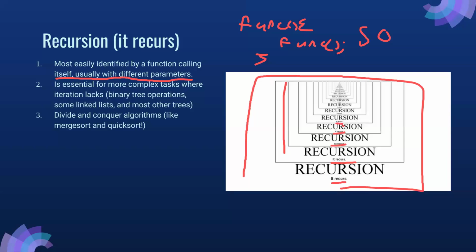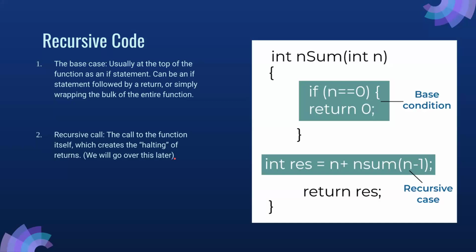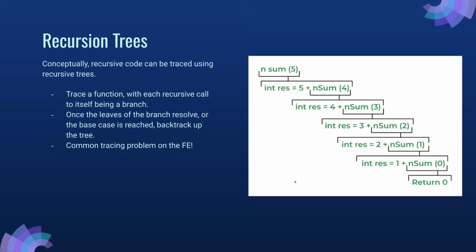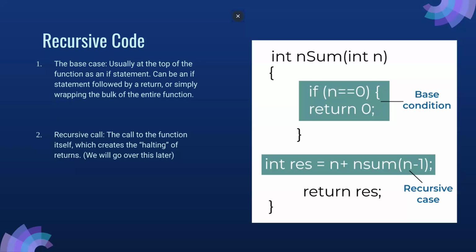So how do we stop that? Well, we need base cases, but we'll get to that in a sec when I break down recursive coding. This is essential for more complex tasks where iteration lacks. Trying to do an iterative approach to a binary search tree is great googly moogly. Some of the problems are just so bad, it's tough. We also need recursion for divide and conquer algorithms, the ones that we know are merge sort and quick sort. Those are pretty dang cool. So yeah, recursive code. There you go. Great googly moogly.